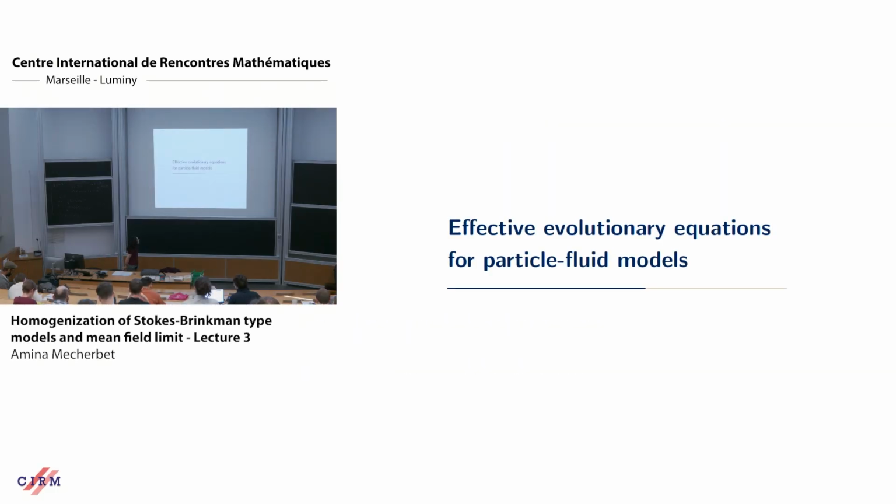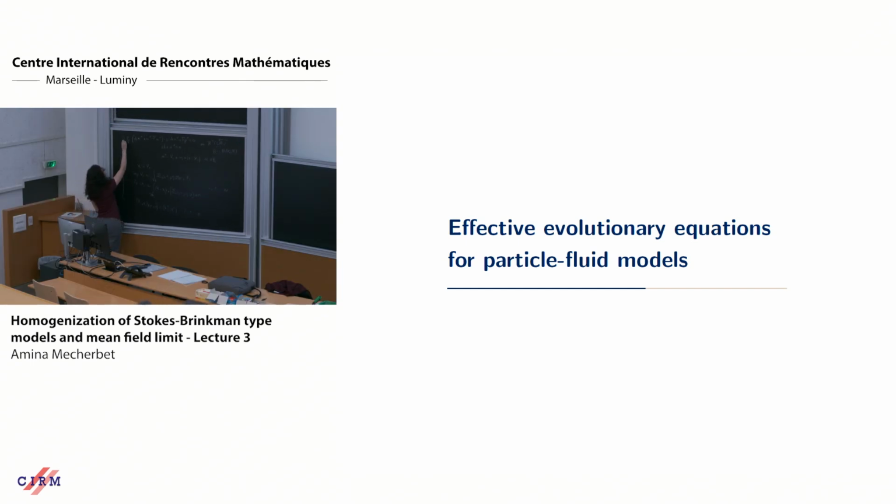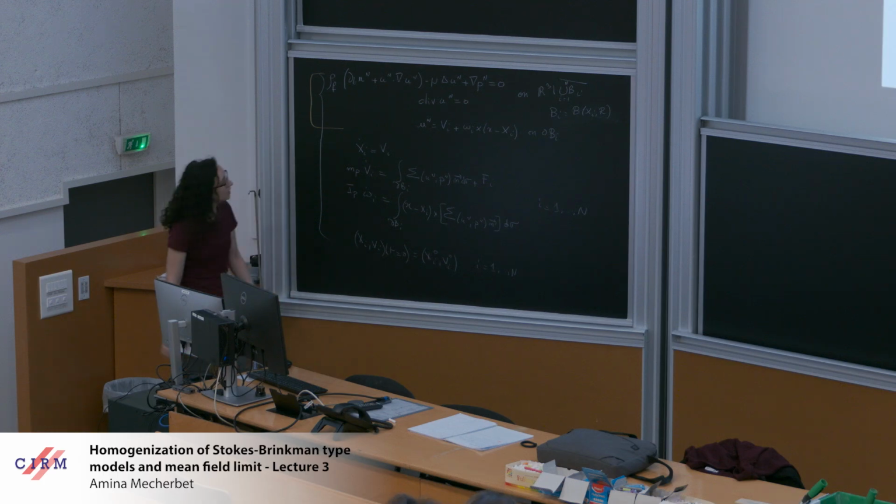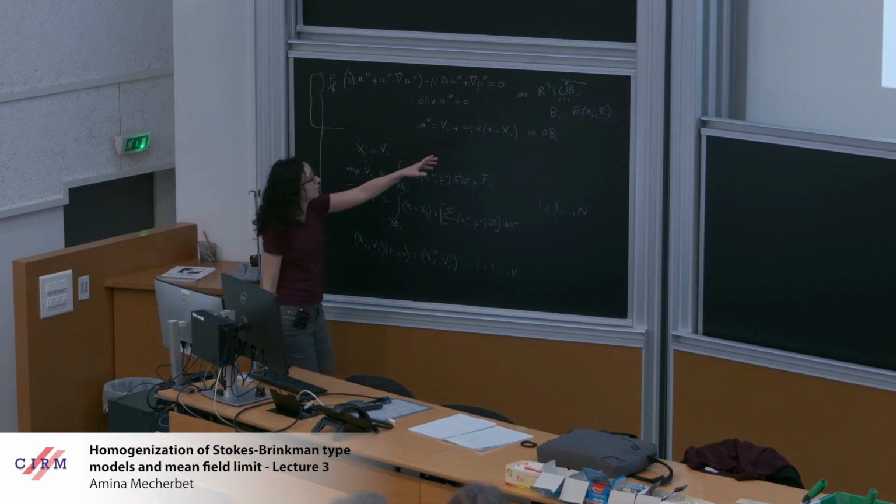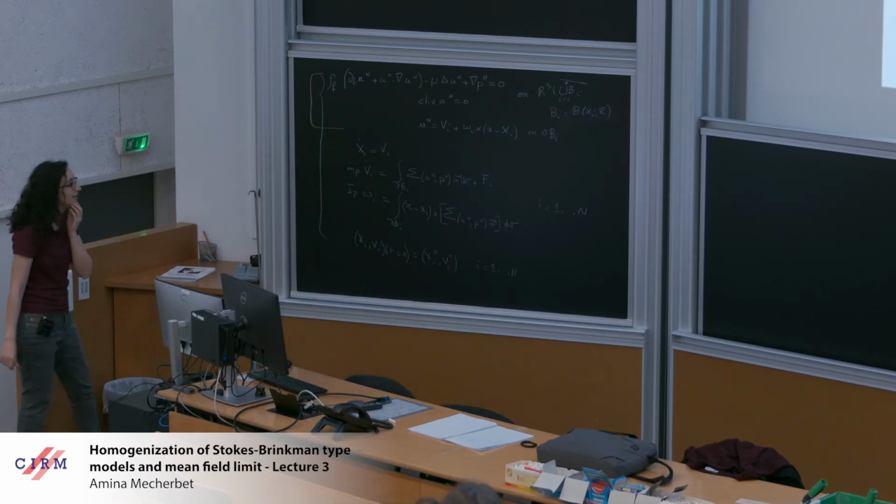So for this last part of this mini course, I would like to speak about what are the results when we add the motions of the particles. If I recall what we did last time, we discussed the limit of the fluid path, for fixed positions of the particles and given velocities. So this is what we did last time.